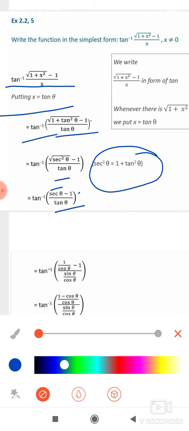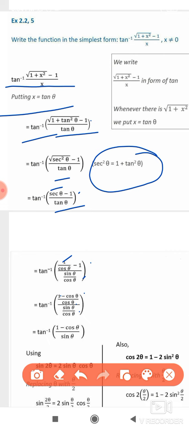Then simplify in the form of cos theta and sin theta: 1 over cos theta minus 1, divided by sin theta over cos theta, which is 1 minus cos theta over cos theta, divided by sin theta over cos theta. Cancel this cos theta with this cos theta, and we are left with 1 minus cos theta over sin theta. Now we have discussed the golden formula, 1 minus cos theta.